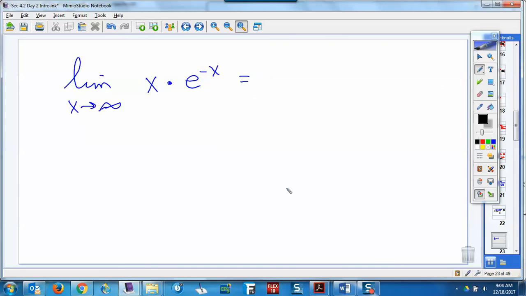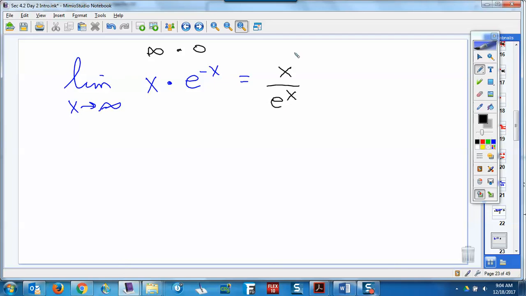Let's look at an example right here. Okay, so you got x times e to the negative x. Now, as x gets really big, this is getting really big, and this is getting really small. Right? 0 times infinity. But what can I do with that e to the negative x? Flip it to the bottom.